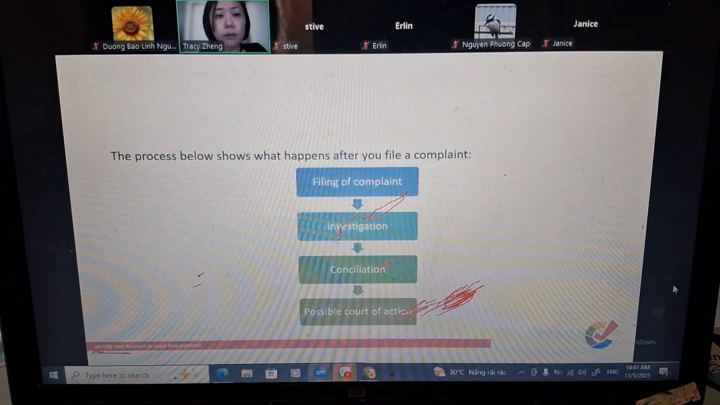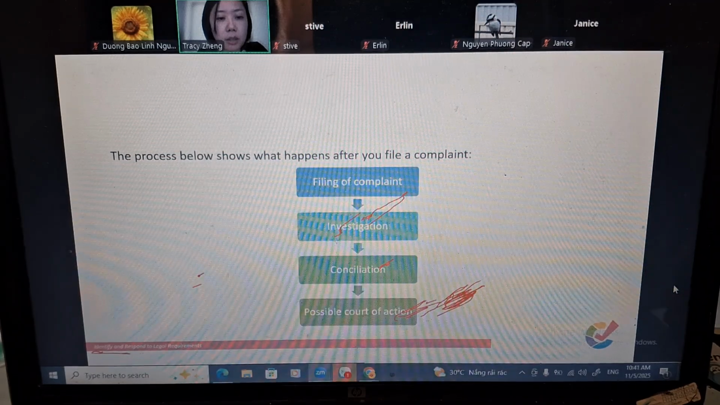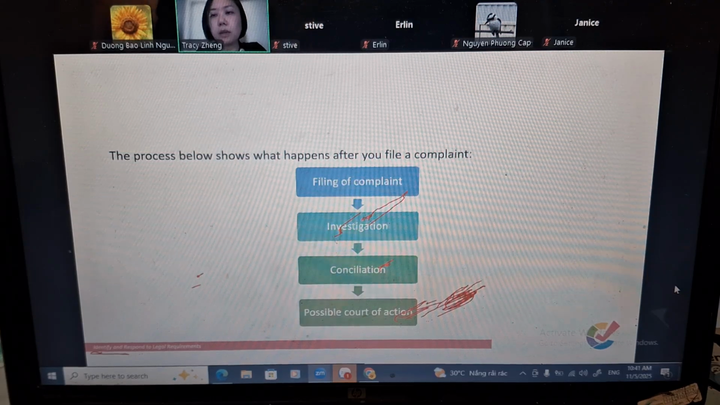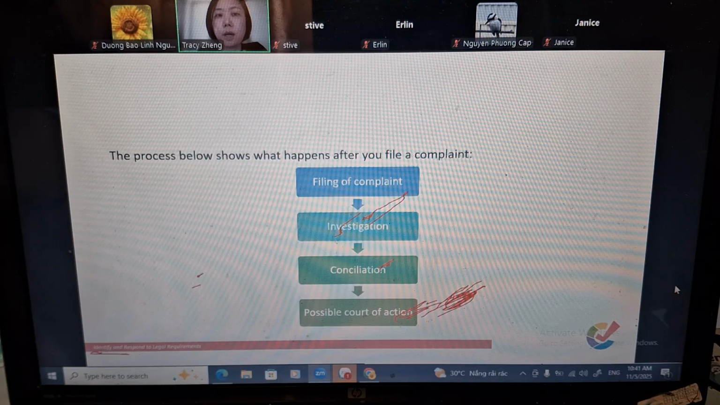And the process below shows what happens after you file a complaint. You need to fill out the complaint form and your management starts doing their investigations. It's possible it may go to conciliation, and also possibly to court actions as well. So hopefully we don't need to go to the courts, but it depends on the case or what breach it is. Here it's just showing you what would happen after we file the complaint.